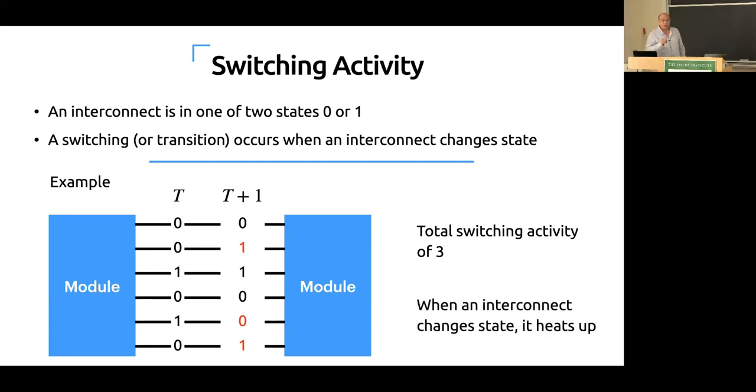And when an interconnect changes state, it heats up. The wires with a corresponding red number are those interconnects that get heated up when the transition takes place. When a wire has no transition, it maintains its temperature.